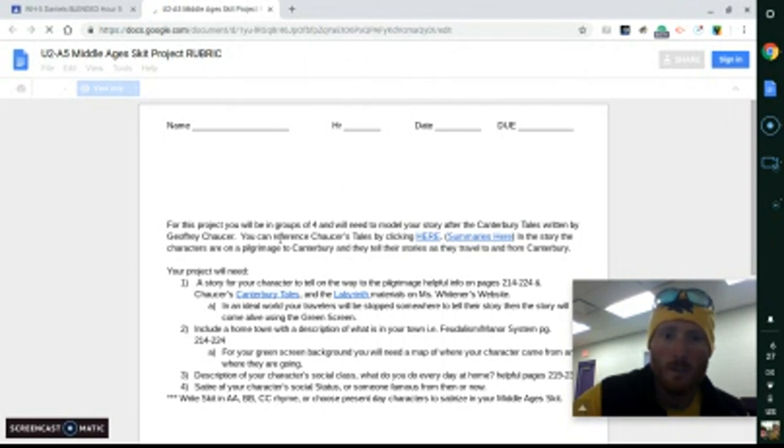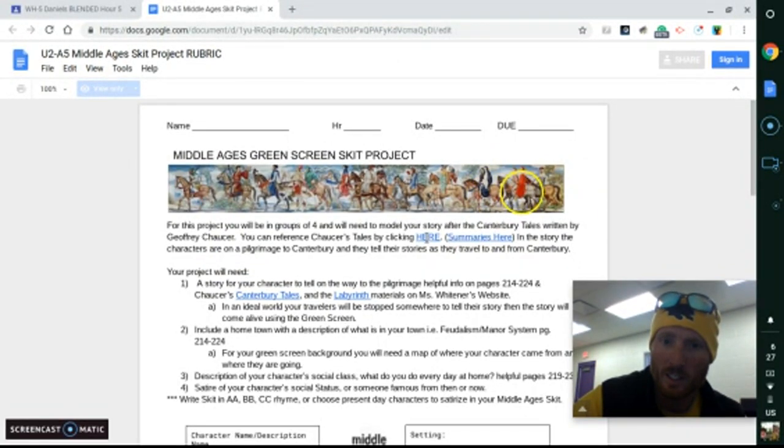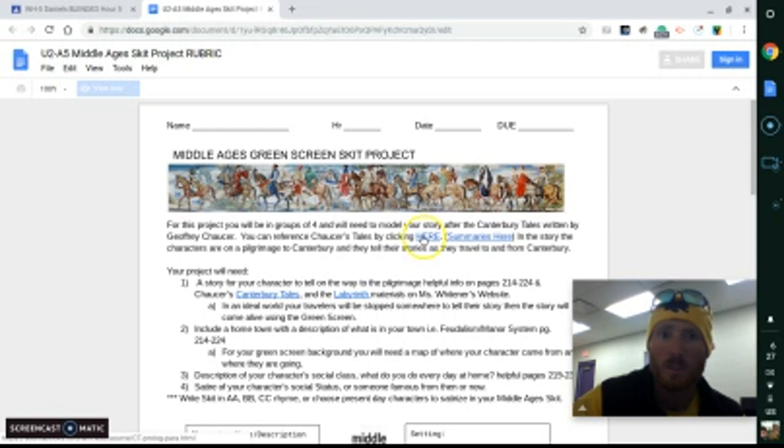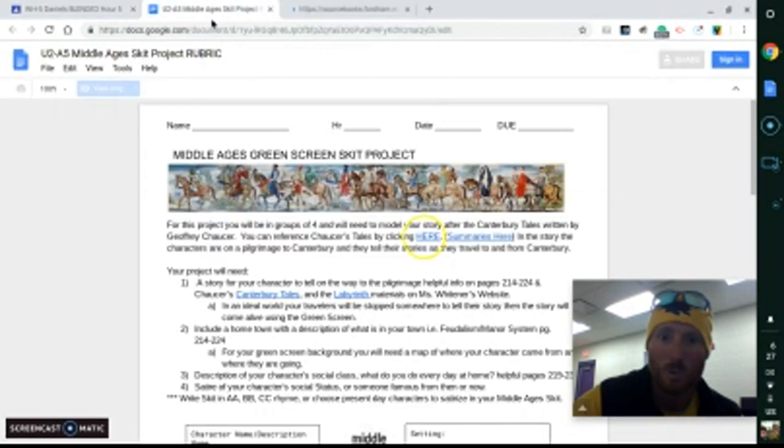Okay, so for the project, groups of 4, model your story after the Canterbury Tales. Canterbury Tales is written by Geoffrey Chaucer, and it's a pilgrimage. All the people in Chaucer's tale pictured above here are going to be traveling to and from Canterbury. The Canterbury Tales are actually written here. This is the version that they are in on the left. And on this same website, the more English-friendly reader version of the Canterbury Tales. When that loads up, we'll get to it.